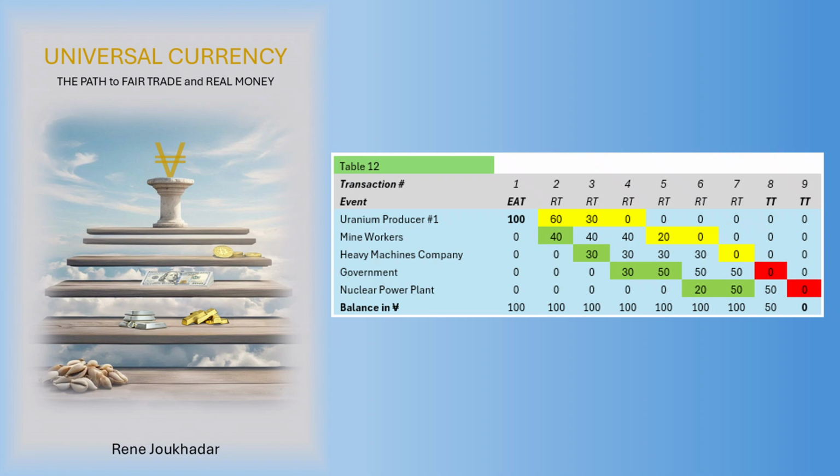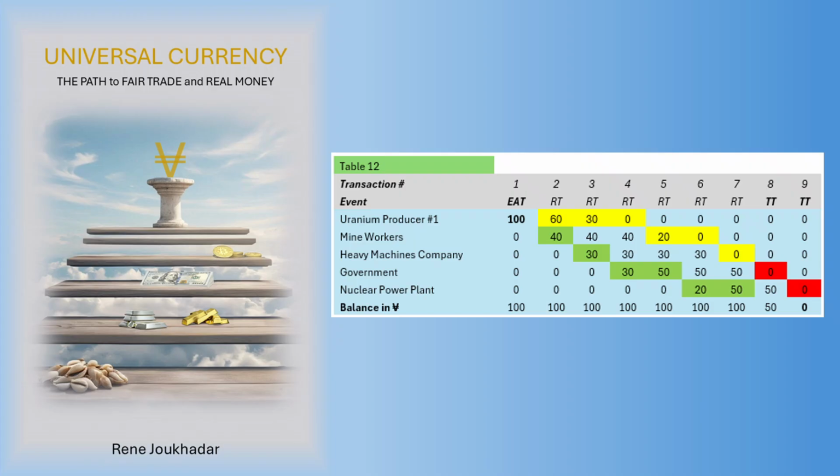You could call this taxes, or more appropriately, he paid the government for the services that the government provided to him. The government here really acts as a service provider. In transaction number 5, the mine workers also paid the government 20 Vs. In transaction number 6, the mine workers paid the nuclear power plant for the energy it provided to their houses. In transaction number 7, the heavy machine operator also paid the nuclear power plant to run his factory.